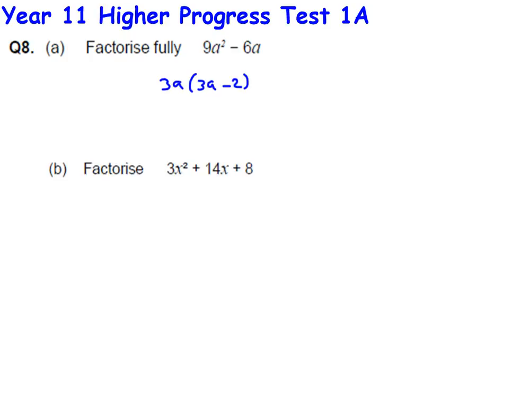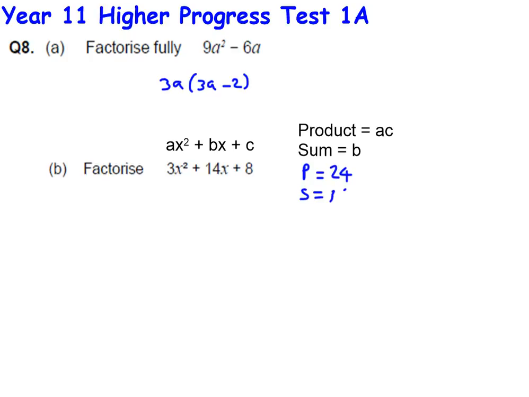Now question B is all about factorising a quadratic, where the coefficient of x squared is greater than 1. With this question, we're going to be factorising it into two brackets. So when we have the quadratic in the form of ax squared plus bx plus c, we need to find the product, which is a times c, and the sum, b. So in this case, the product is equal to 3 times 8, which is 24, and the sum is equal to 14. Now this means that we need to find two numbers that multiply to make 24 and add to make 14.